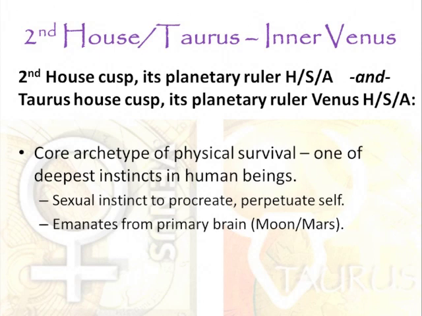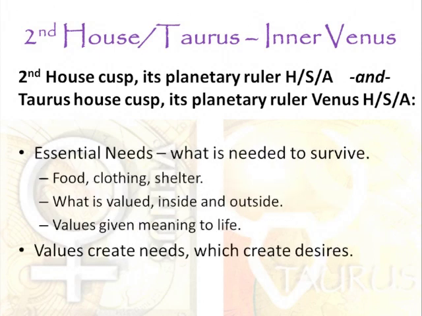We have then come forward with the prefrontal cortex and all the other types of the brain that I'm not going to get into right now. And again, this is a core instinct from the second house cusp, physical survival. After that, what we know as the core archetype of the second house and inner side of Venus is what we will call essential needs.